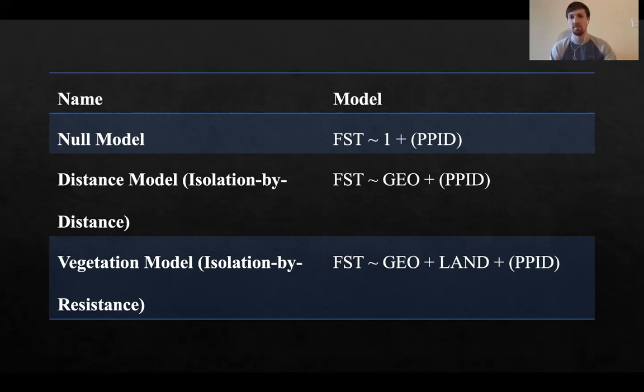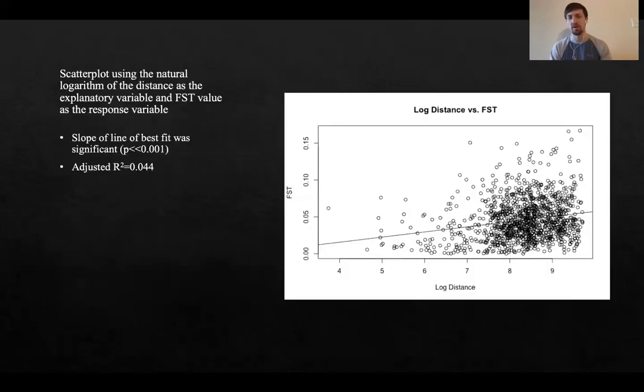This is a scatter plot depicting the relationship between the log distance and the FST. And as you can see, there's a line of best fit on the plot. You can see that the slope of the line of best fit for that plot is significant at a p-value of less than 0.001. And as you can see, the adjusted R-squared value is equal to 0.044, which represents that 4.4% of the variance of the FST value can be explained by the model.